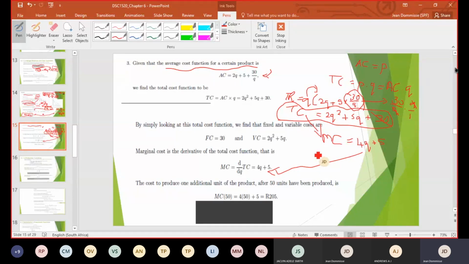So now, if I then said, okay, for Q you have basically 50 units, 60 units, whatever you need to produce, then you will replace Q with 50, 60, 70 or whatever it is to get to the next one. And that is to work out what the marginal cost will be to produce one additional unit.